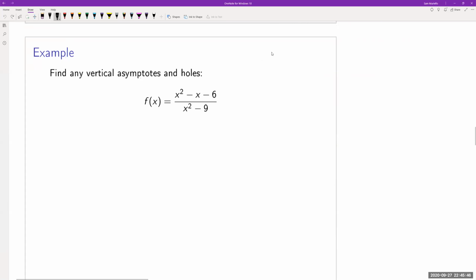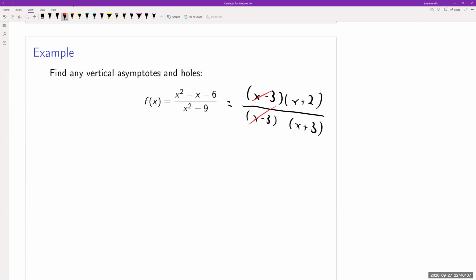Let's do an example here. I've got a rational function. I would like to find vertical asymptotes and holes. So I will factor my numerator. Looks like it will be x minus 3, x plus 2. And my denominator, x minus 3, x plus 3. In this case, my instinct would be to cancel the x minus 3's. Because I am canceling here, this indicates a hole at x equals 3. X plus 3 indicates a vertical asymptote of x equals negative 3.